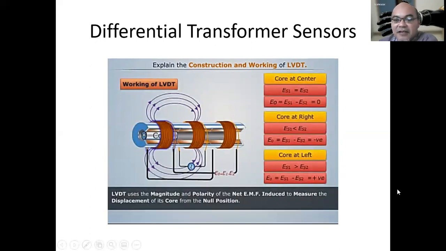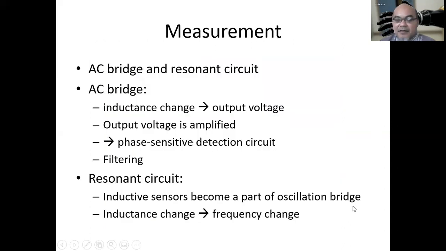Okay, so I hope this is understandable enough. So then, how do we do the measurement? How can we capture this change of electromotive force, the E, between the different transformer? We can use this AC bridge and resonance circuit.